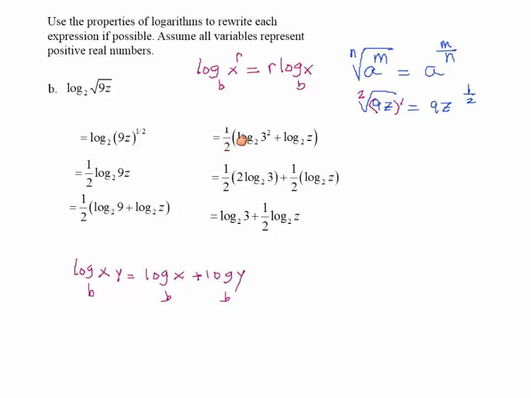So therefore I can go ahead and distribute 1/2 times 2 log of 3. 1/2 and 2 reduce to 1. So we get log of 3 here plus 1/2 times log of z. Notice that the base is the same, 2, for both of them. So this is how I can rewrite this logarithm.